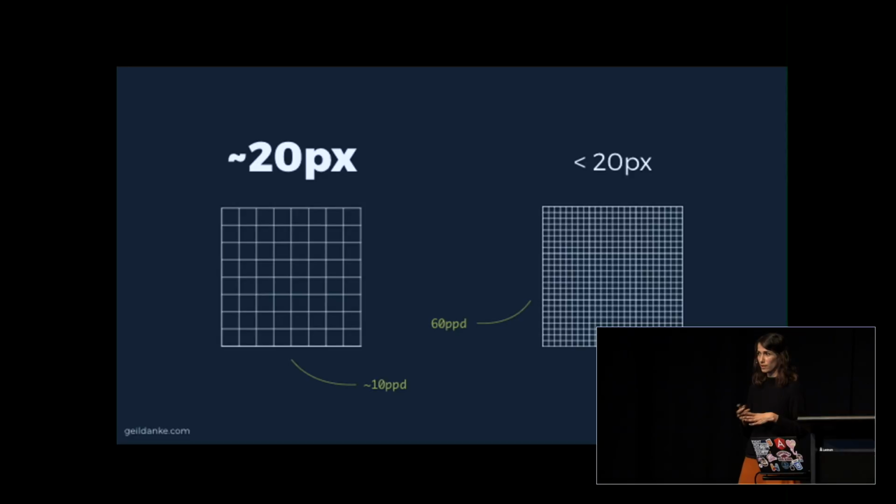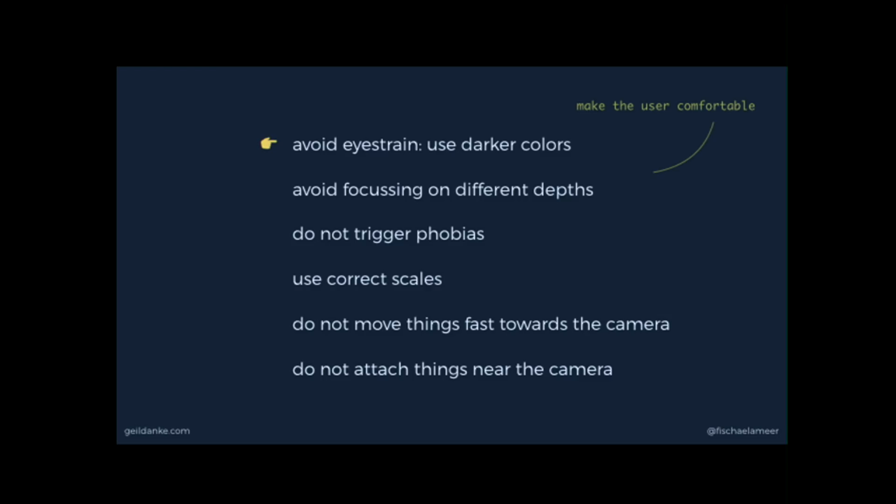Now, we know where to put our content to make it comfortably visible for the user. What can we do more to make our users comfortable? We can avoid eye strain by using darker colors. And we can avoid focusing on different depths. We can also avoid creating environments that may trigger phobias, like large empty rooms or rooms where you're standing on a stage. Or small rooms, messy spaces, heights, and underwater environments, for example.